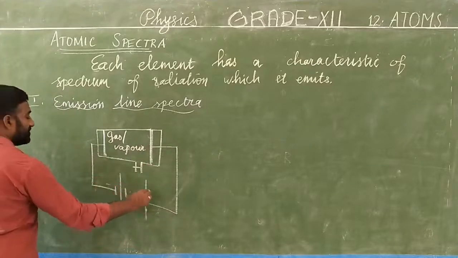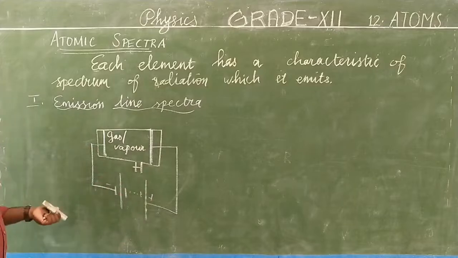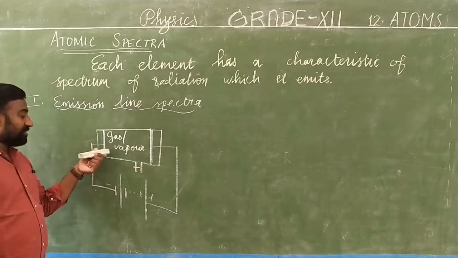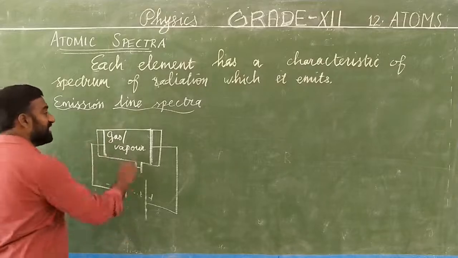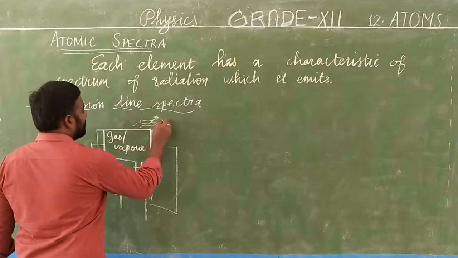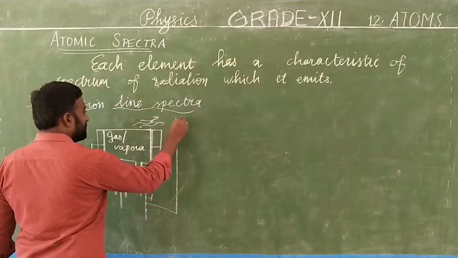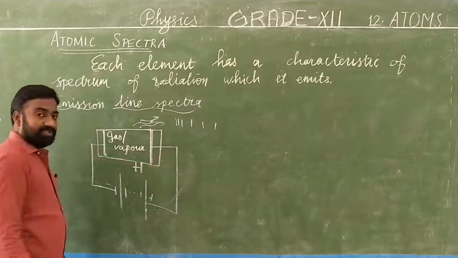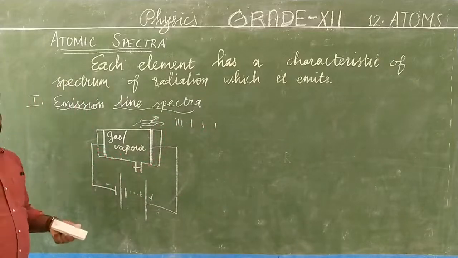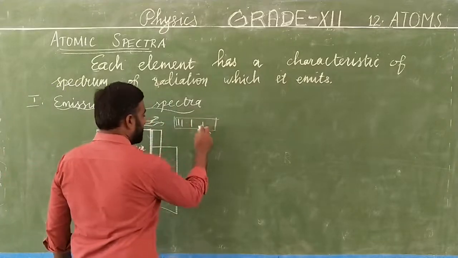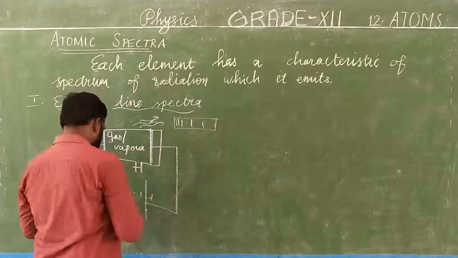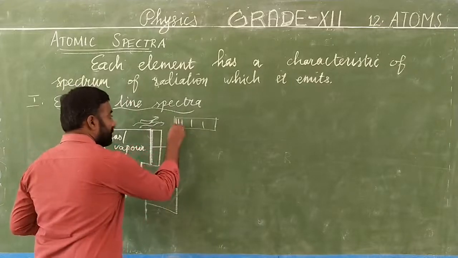Okay, you have created a potential, which means you are passing a current to an atomic gas or vapor at very low pressure. Then it emits radiations, so the radiation contains some spectrum. This is called emission line spectrum. Actually, in the emission line spectrum, the spectrum contains bright lines.